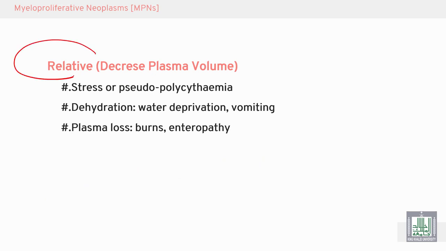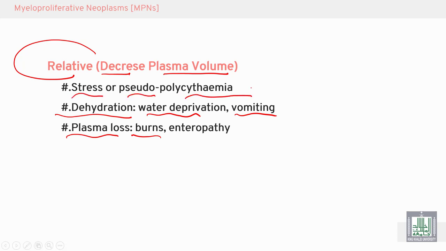Relative: decrease in the plasma volume. In dehydration, as we mentioned, water loss, like in vomiting, plasma loss is impaired. Also, we have a type called stress pseudopolycythemia. What is stress pseudopolycythemia?